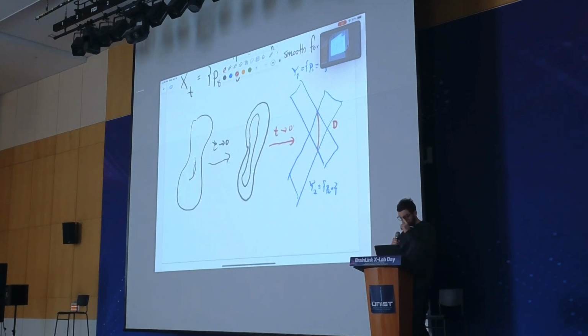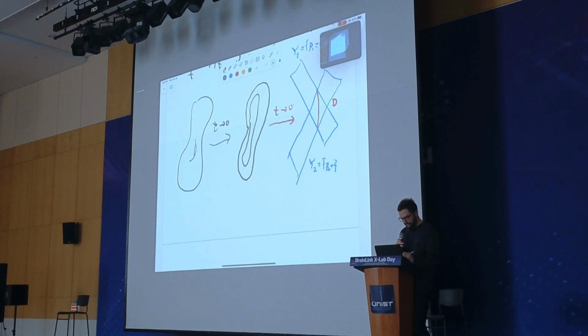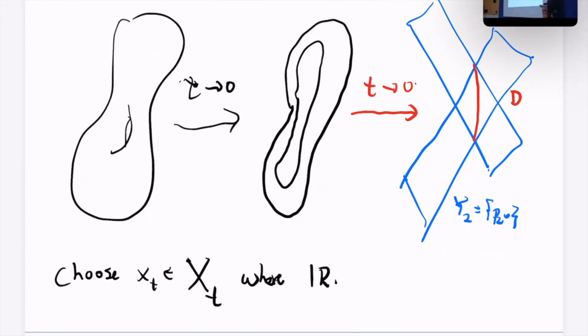So one can ask what happens to the Calabi-Yau metrics on these X_t as t is going to 0. And the geometric behavior is going to be quite complicated. It's going to depend on where you look and how closely you look. But one thing you can do is you can choose, for example, points x_t in X_t where the curvature is maximal. The Riemann curvature of the Calabi-Yau metric is maximized.